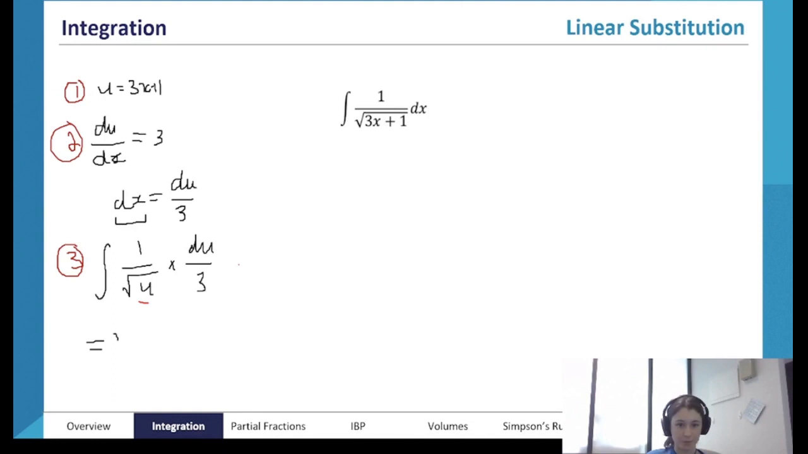So we can take this third out the front. We know that this is going to be the integral of u to the negative half because we're using our index laws. Anything square root is to the power of half. We can move that up the top and get it to the negative power.